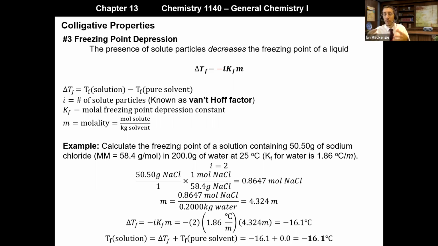So this is how we use expressions to quantitatively talk about these two colligative properties, freezing point depression and boiling point elevation.